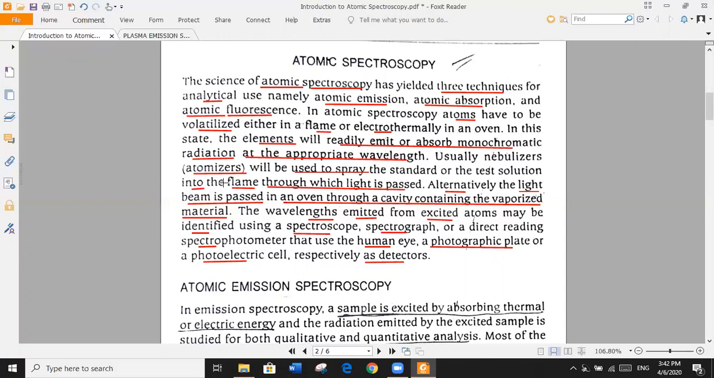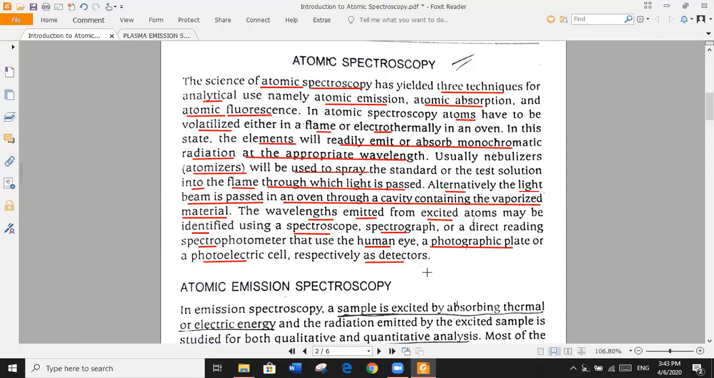Usually, nebulizers or atomizers will be used to spray the standard or test solution into the flame through which light is passed. Alternatively, the light beam is passed in an oven through a cavity containing the vaporized material. The wavelengths emitted from excited atoms may be identified using a spectroscope, a spectrograph, or a direct reading spectrophotometer that uses the human eye, photographic plate, or photoelectric cell, respectively, as detector.